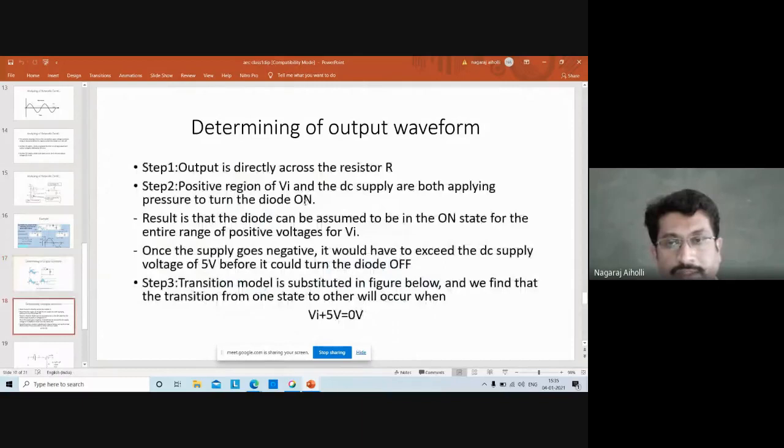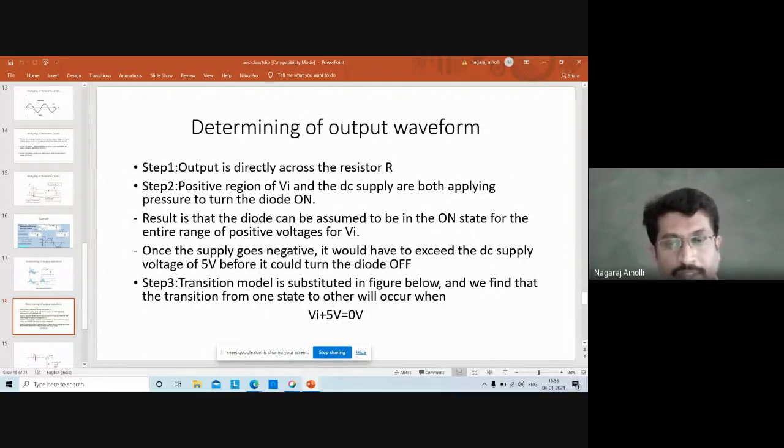So the positive region of Vi and the DC supply are applying and are adding, and they are making the diode turn on. The result is that the diode will be in the on state for the entire range of positive voltages of Vi. Once the input goes negative, then when the negative input voltage becomes more than 5 volts, the diode will go to the off state.